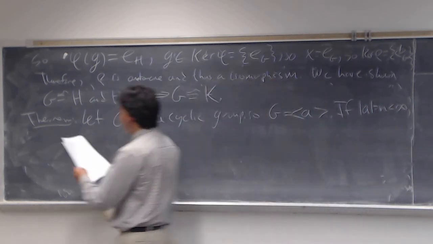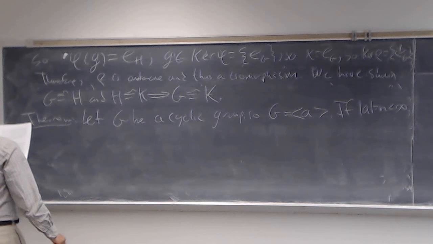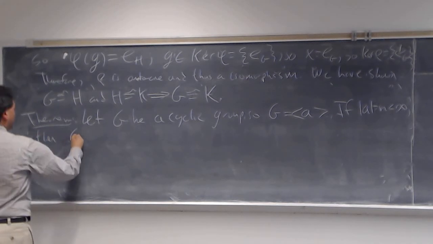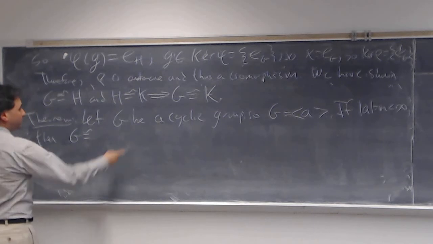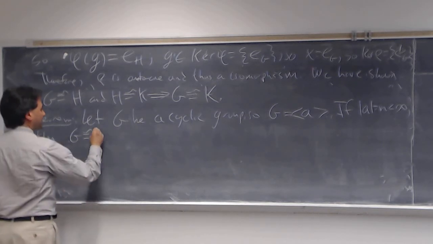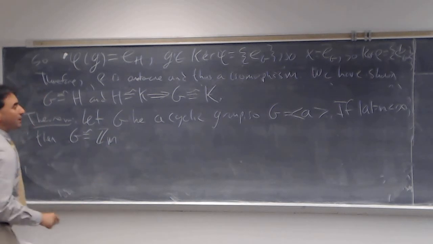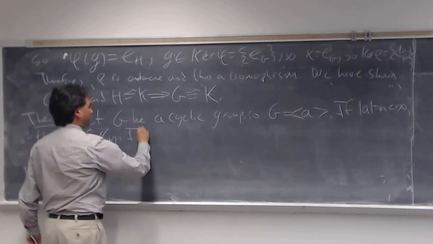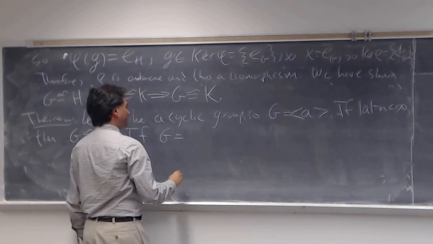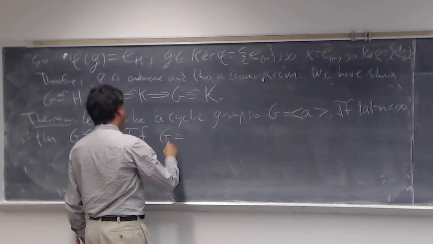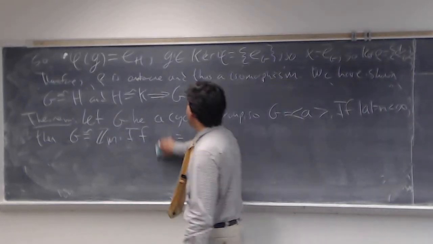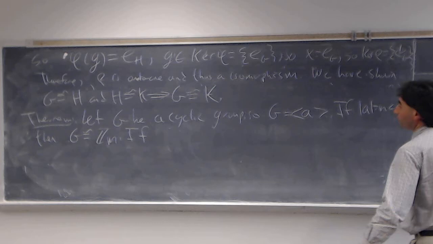If the order of A is some finite number m, then G, which is just the cyclic subgroup generated by A, in fact has to be the integers mod m. If the order of A is infinite, so G is an infinite cyclic group, it's got to be the integers. When I say got to be, I mean up to isomorphism.